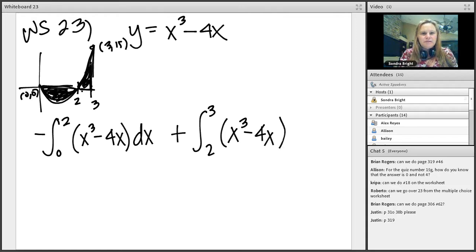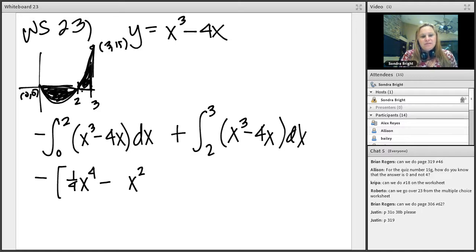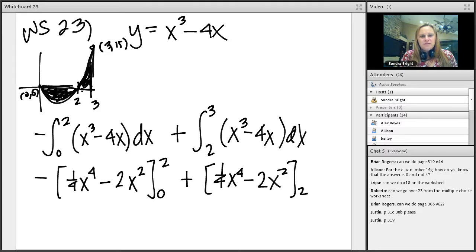It's still an x cubed minus 4x. Okay, so the antiderivative would be 1/4 x to the 4th, because I'm adding 1 to the exponent to make it a 4, but then you've got to divide by it. So you're doing reverse pop and drop. And then this would be an x squared now, but then divided by 2. 4 divided by 2 would give you a 2. And you're evaluating from 0 to 2. And then we're going to add that to the same antiderivative, 1/4 x to the 4th minus 2x squared, and we're going to go from 2 to 3.